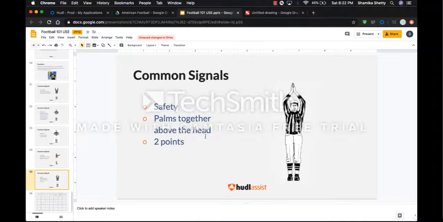This is also important. Safety. Safety is also a scoring parameter, but for the defensive team. The offensive team does not get points for it because they are tackled in their end zone. Hands above the head, like a namaste. The defense gets 2 points for it.